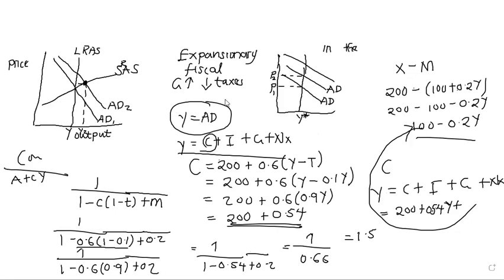So this one, Mr. Duncan, is just the same as the formula that you have written there, 1 over 1 minus b plus b, isn't it? Yes, it's the same thing. This is the formula for the multiplier. Everything is the same thing. Okay.